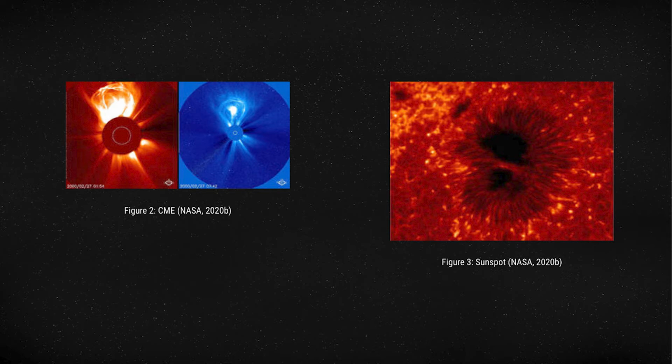The next form of activity we're going to talk about is a solar wind. It's very similar to wind on Earth, however, it is much, much weaker. Solar wind is also caused by the outward expansion of plasma.